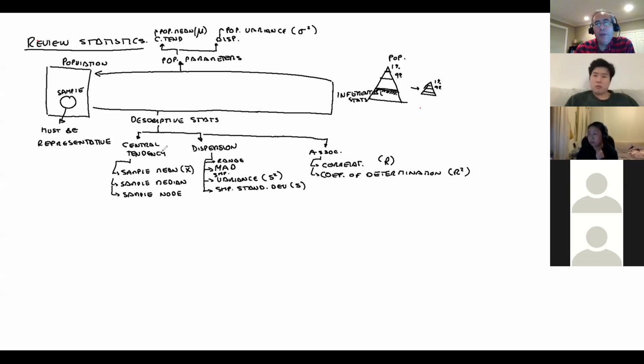Okay? So remember, the idea is I have my sample, I compute a statistic, and based on this statistic, I want to make educated guesses about the population mean. So if the mean income in my sample is $100,000, how certain am I that my population mean is also $100,000? That's what we're going to try to do with inferential statistics.